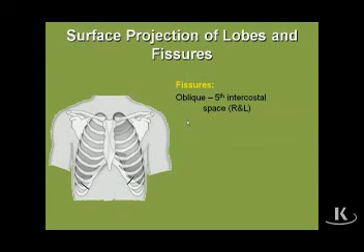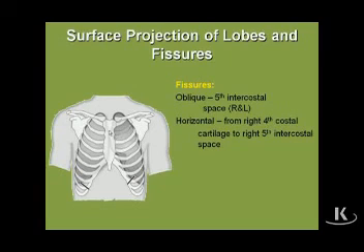And then on the right side, we have a horizontal fissure, and the horizontal fissure goes horizontally from the fourth costal cartilage here, straight horizontally from the fourth costal cartilage to the fourth intercostal space, to the fifth rib, to the fifth intercostal space, where of course it intersects the oblique fissure. So the horizontal fissure would be right about there.